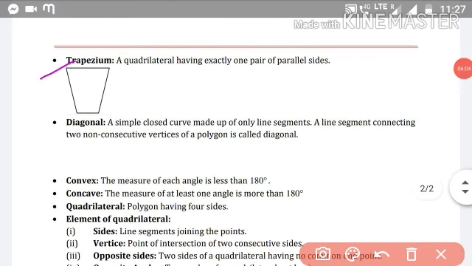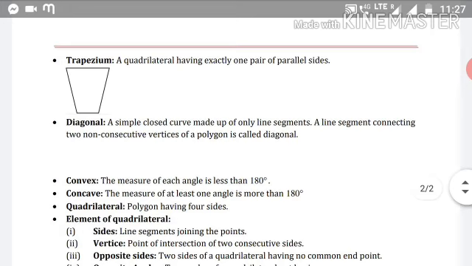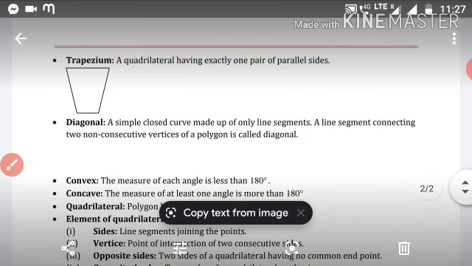Now trapezium. What is the definition of trapezium? A quadrilateral having exactly one pair of parallel sides. So trapezium is a quadrilateral. So what is a quadrilateral? A figure with four sides, isn't it? A figure with four sides is called a quadrilateral. And for trapezium, a quadrilateral having exactly one pair of parallel sides. Only one pair. Okay, only one pair means either this line or this line will be parallel, or else this and this will be parallel. So from here only one pair will be parallel.